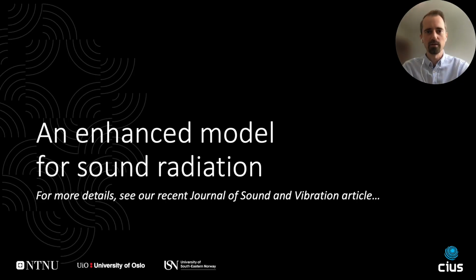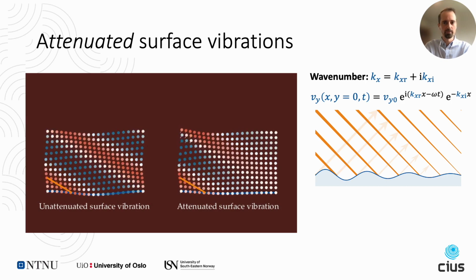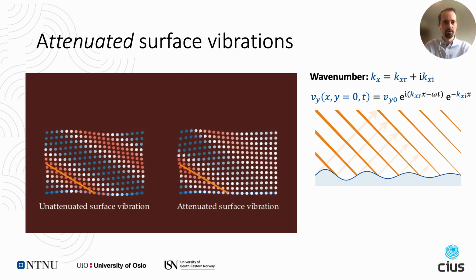The key to understanding these strange behaviors is to get a better model for sound radiation. Earlier this year we published an article in the Journal of Sound and Vibration investigating such a model. One weakness of classical sound radiation models is that they don't take into account how the surface vibration is attenuated due to the power radiated away by the sound wave. Let's see how much that can matter by comparing an unattenuated and an attenuated surface vibration. These are their pressure fields. So the attenuated vibration creates an inhomogeneous pressure field, where the amplitude changes exponentially along each wavefront.